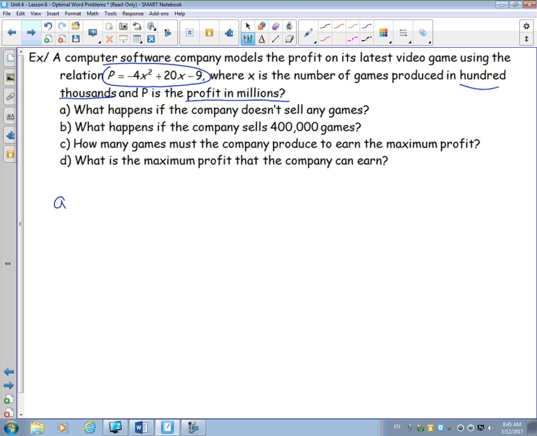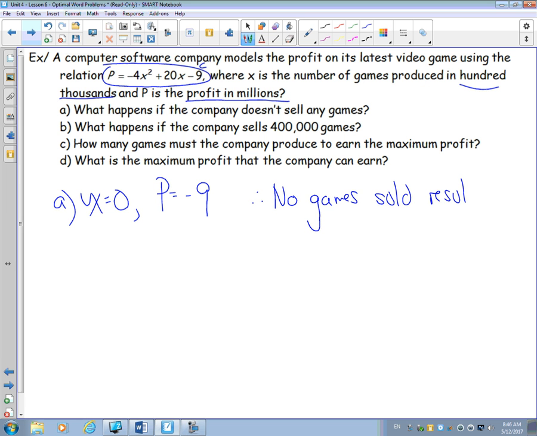Okay, what happens if the company doesn't sell any games? In other words, if x is 0. Well, if x is 0, my initial value says negative 9. That's my c right there. What does that mean? No games sold results in negative 9. Remember, profit was in millions. So $9 million lost. They put all the money into production, advertising maybe, and they don't sell any, they lose all that money they've put in. Okay, let's do part B.